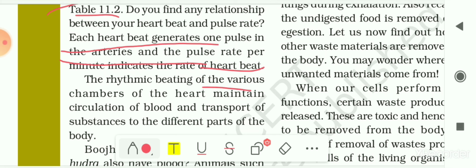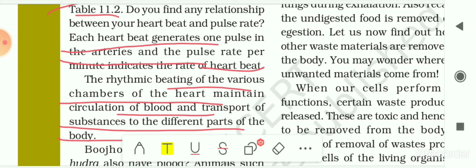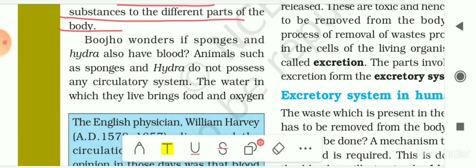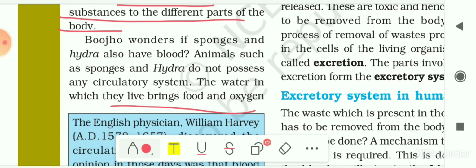The rhythmic beating of the various chambers of the heart maintains the circulation of blood and transport of different substances to the different parts of the body. We have seen how the blood circulates to the different parts of the body with the help of the rhythmic beating of the various chambers of the heart. Now Boojho wonders if sponges and hydra, which are microorganisms, also have blood. Animals such as sponges and hydra do not possess any circulatory system.